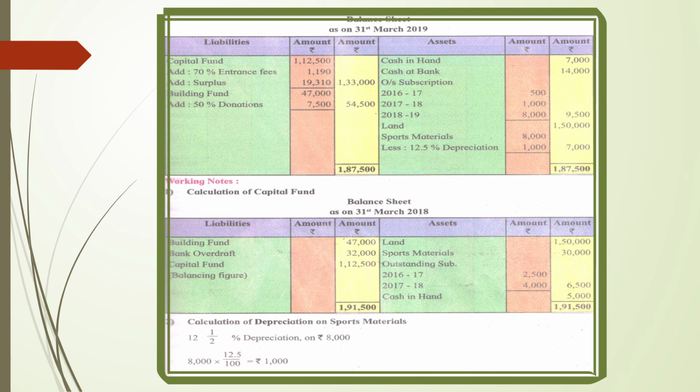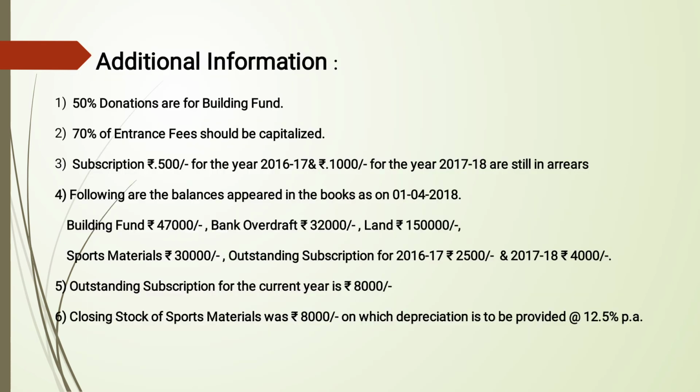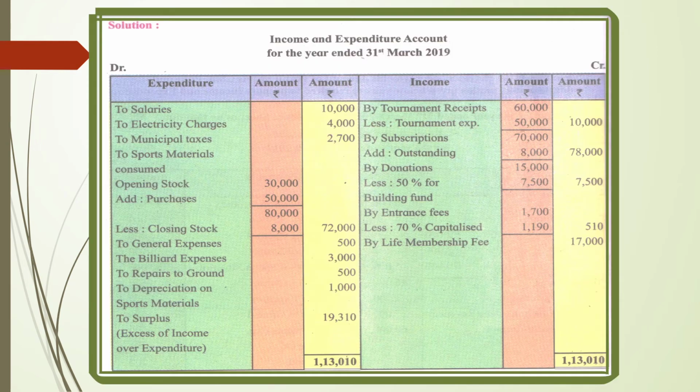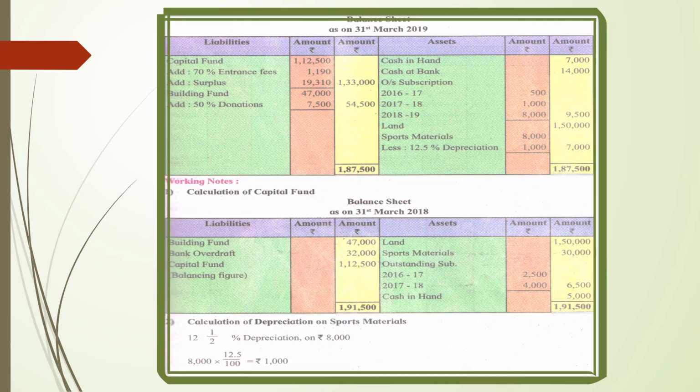If any adjustment is remaining, then number 1, 50% donations are for building fund. We have already mentioned in the liability side of the closing balance sheet, building fund 47,000, that is mentioned in the adjustment number 4, opening building fund. And again the building fund is mentioned in the opening balance sheet liability side also, and added the donations amount 50%, that is of 7,500. So outer column 54,500.